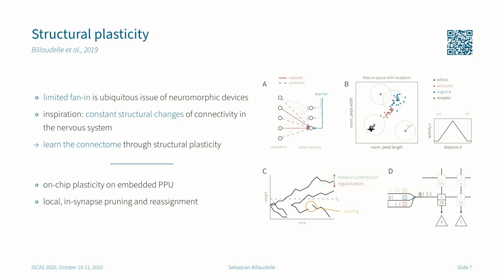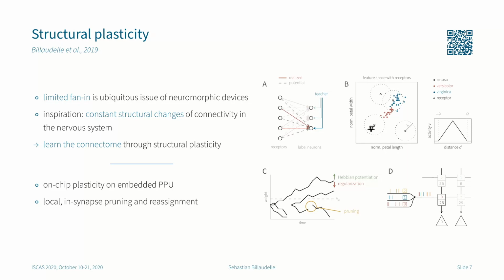We demonstrated this for a simple feed-forward network with a potential all-to-all connectivity between a set of virtual receptors and label neurons. This can be seen in panel A. By potential, we mean that each of the label units can connect to any of the presynaptic partners, but only to a subset of them at each point in time. In contrast, we call this subset the realized connectivity.